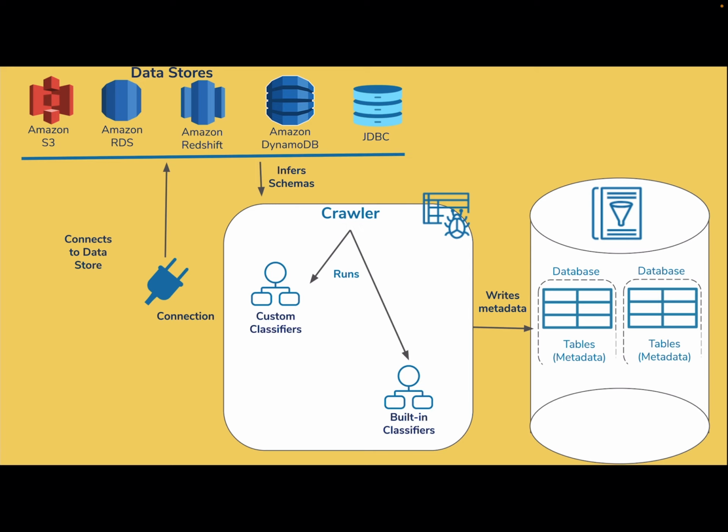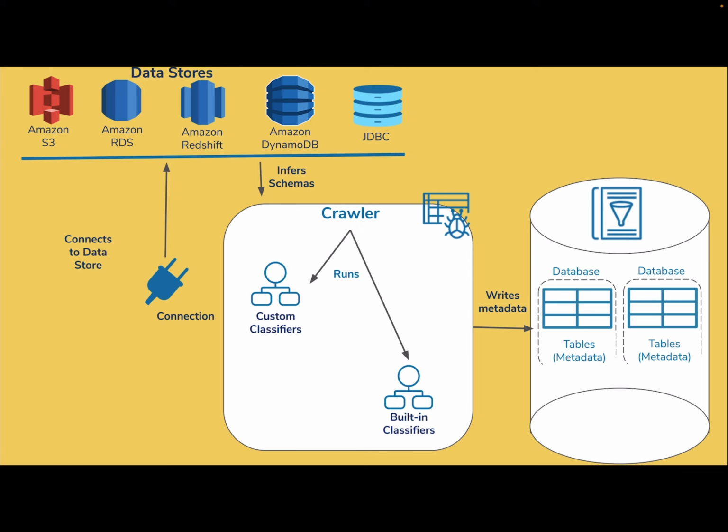So when we define a crawler, we choose one or more classifiers that evaluate the format of the data to infer a schema. When the crawler runs, the first classifier in the list to successfully recognize the data store is used to create a schema from the table. We can use a built-in classifier or define our own. We define our custom classifier in a separate operation before we define the crawlers.